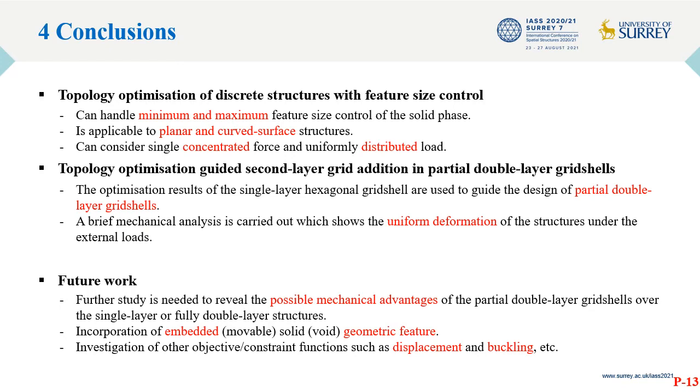Two partial double-layer gridshells are designed based on the optimization results, and the analysis shows their uniform deformation under the external load. Future work includes detailed investigation of the mechanical properties of the partial double-layer gridshells, incorporation of user-defined geometries, consideration of buckling and displacement in the optimization problem.